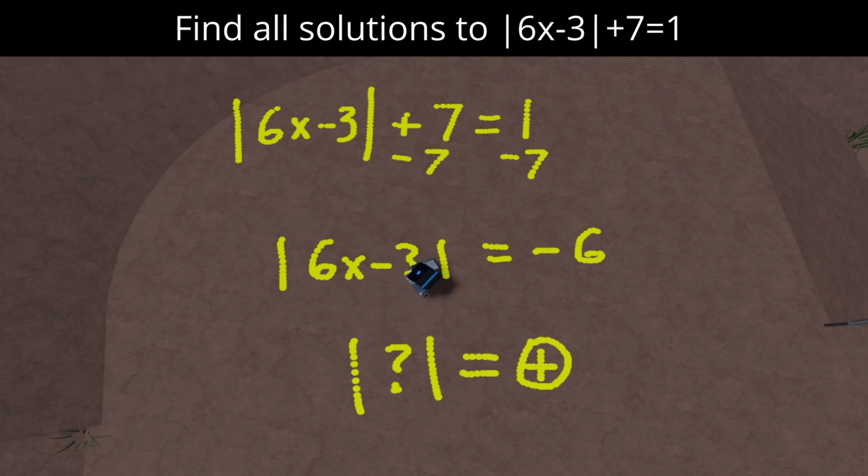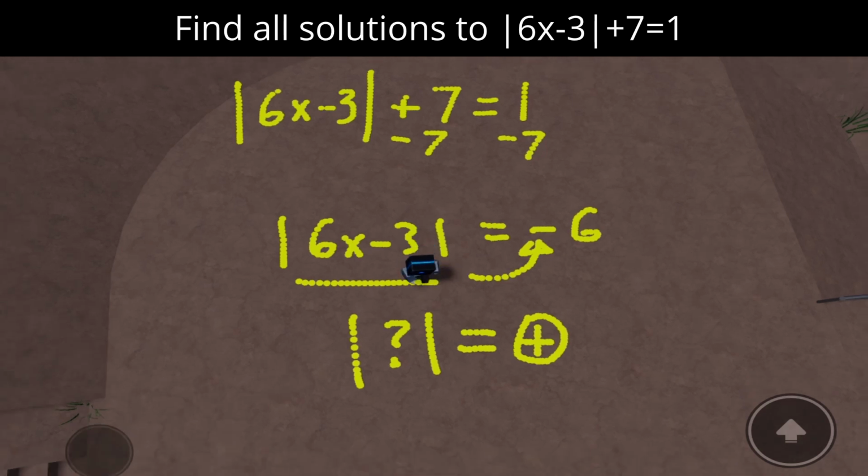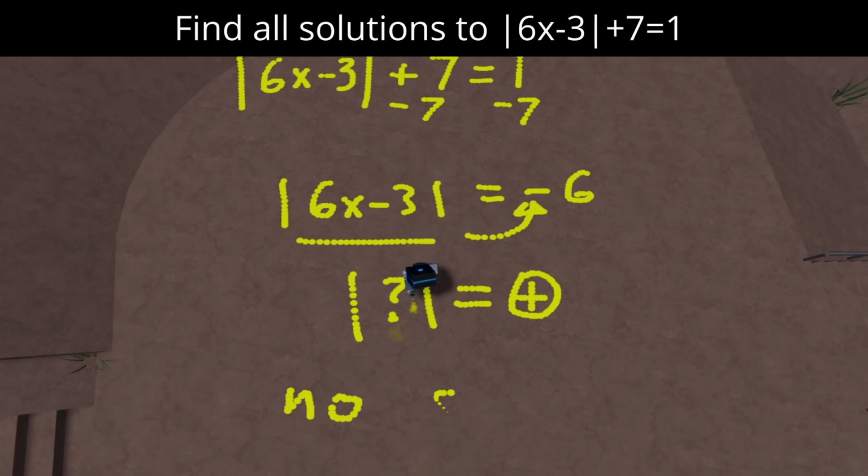But this is saying that you'll have an absolute value that gives you a negative number. That is not possible because absolute values always spit out positive numbers. Therefore, it doesn't matter what value of x you put in. This equation has no solution.